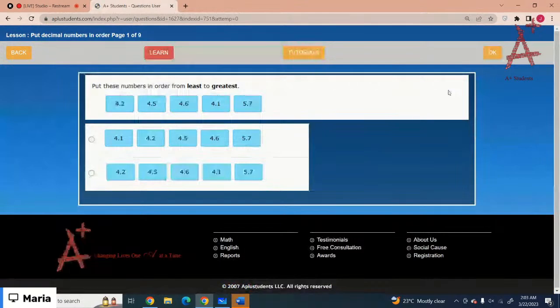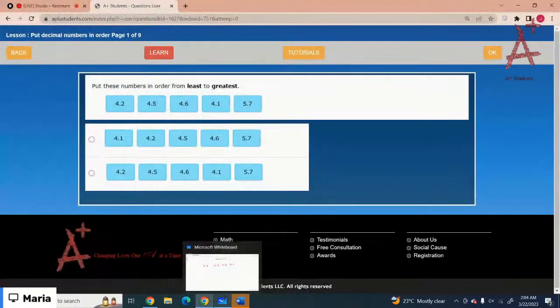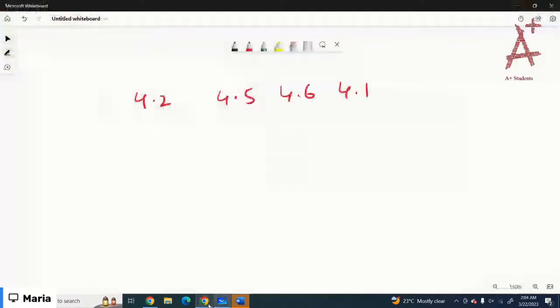Put these numbers in order from least to greatest. I'm going to follow these two steps. First of all, I'm going to use a place value chart and line up the decimal points. Let me write down the numbers first. The numbers are 4.2, 4.5, 4.6, 4.1, and then 5.7. First of all, I'm going to arrange them in a place value chart and line up the decimal point.